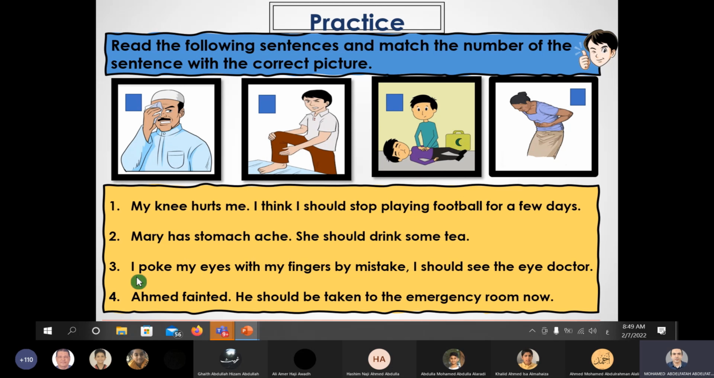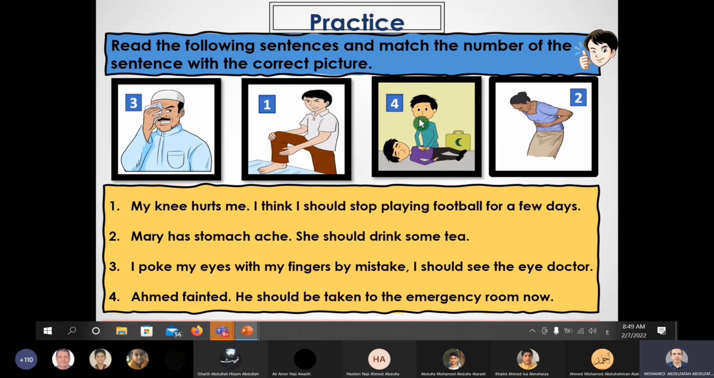3, Khalid, go on. I poke my eyes with my fingers by mistake. I should see the eye doctor. Students? Picture number 1. Excellent. Bravo. Khalid, the last one. Ahmed fainted. He should be taken to the emergency room now. Yeah, number 3.